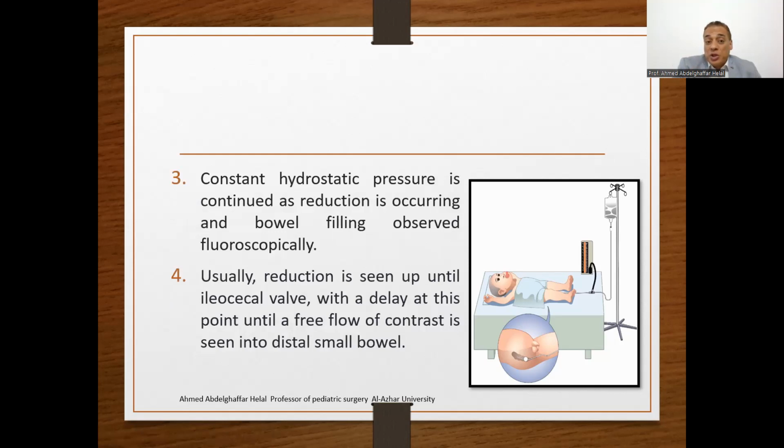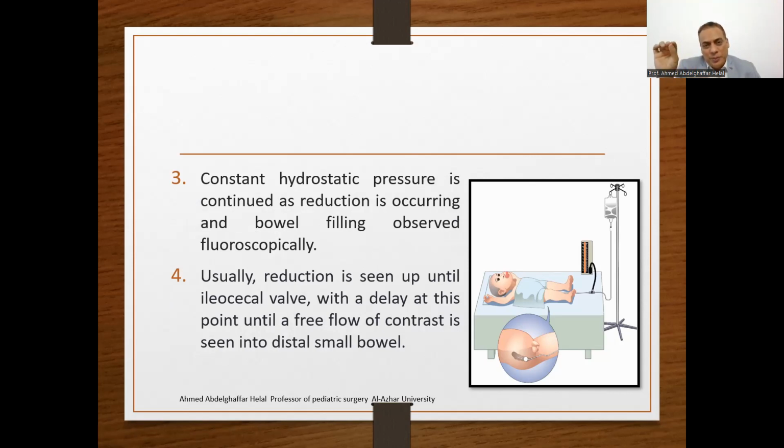Contrast hydrostatic pressure is continued as the reduction is occurring and the bowel filling is observed on the fluoroscopy. Usually reduction is seen until the ileocecal valve, with delay at that point until free flow of the contrast is seen into the distal small bowel. This delay is usually due to the presence of edema around the ileocecal valve.